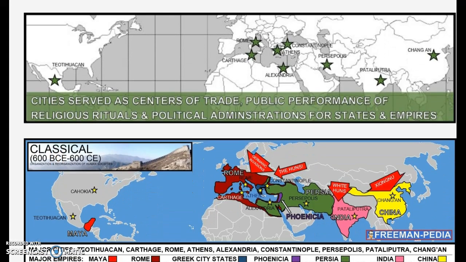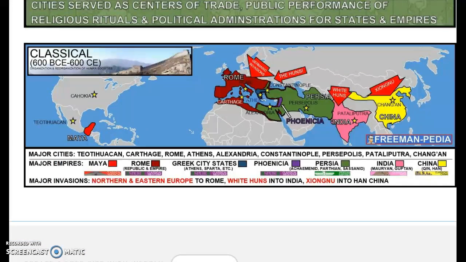These maps are just regions that were affected, and just places that were affected by these things in this time period. And that is all.